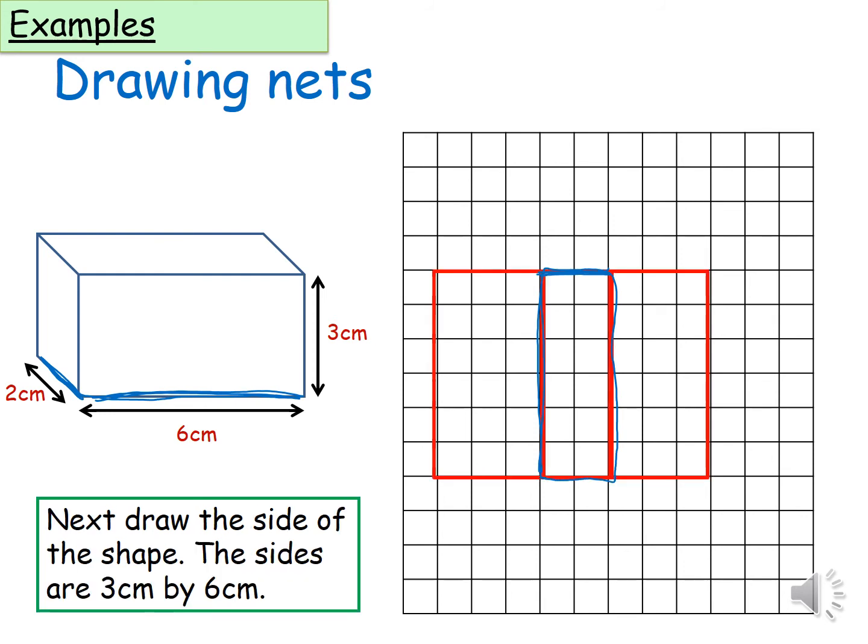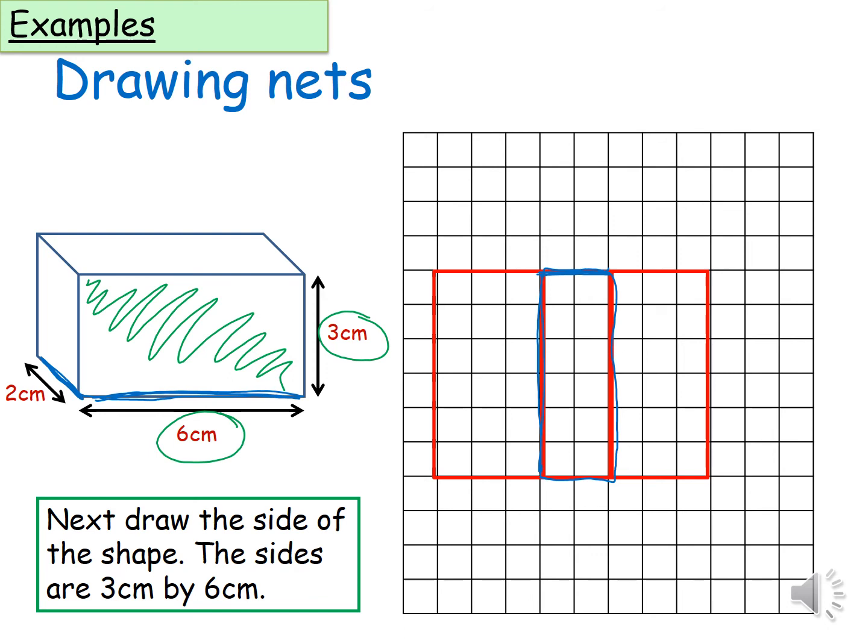Okay, so next we're going to calculate the sides. So I'm just going to shade in the side here, which we're going to be calculating. That's this side here. That side is 3 centimeters by 6 centimeters. So on the right hand side, 3 centimeters wide and 6 centimeters long. And our sides are going to be exactly the same. They are the same size.